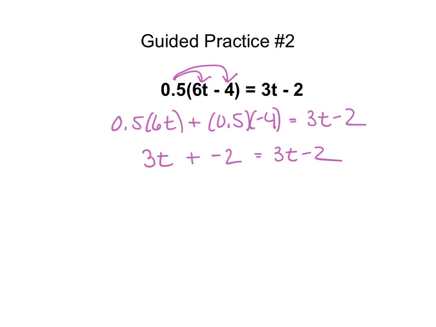But let's go ahead and see if we can clear out our variables. We'll subtract 3t from both sides, and I have negative 2 equal negative 2, which is a true statement. So this has an infinite number of solutions.